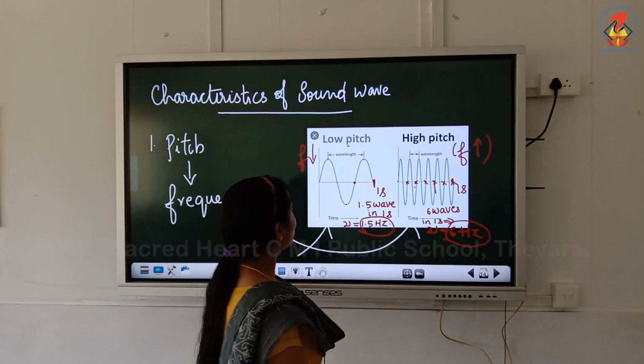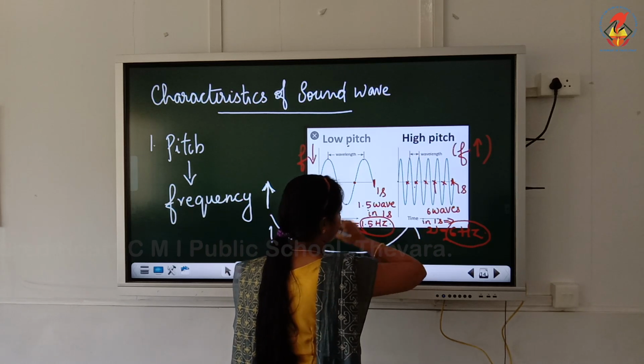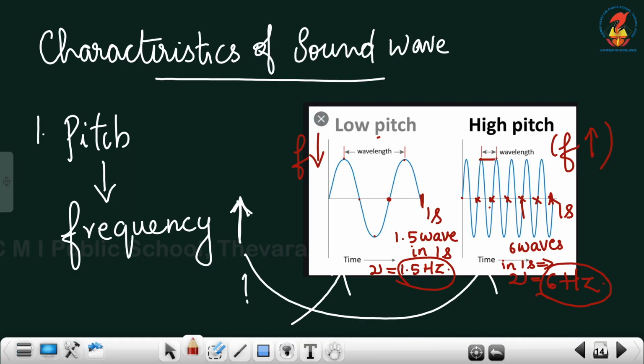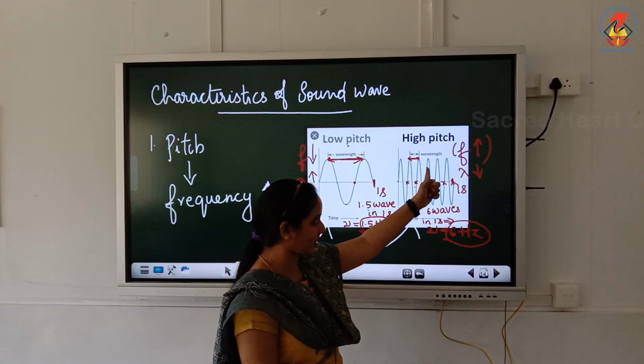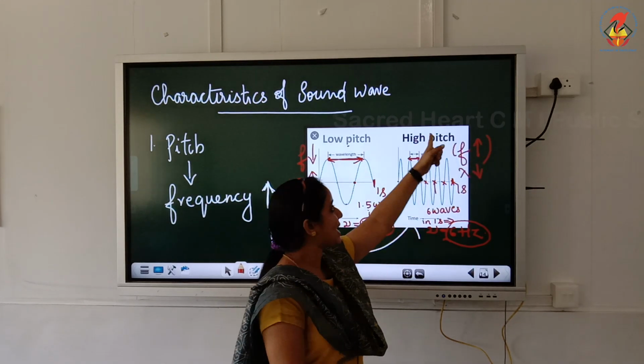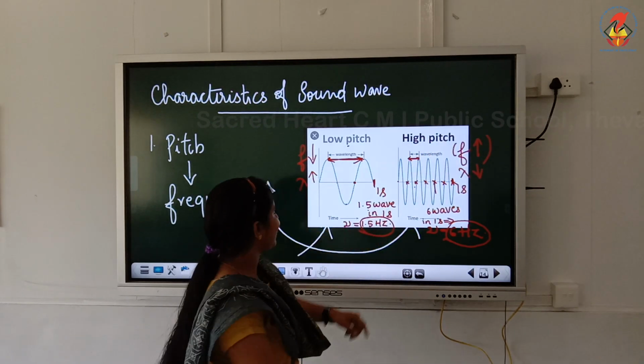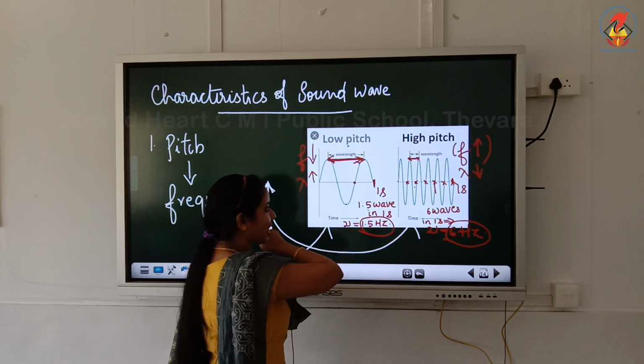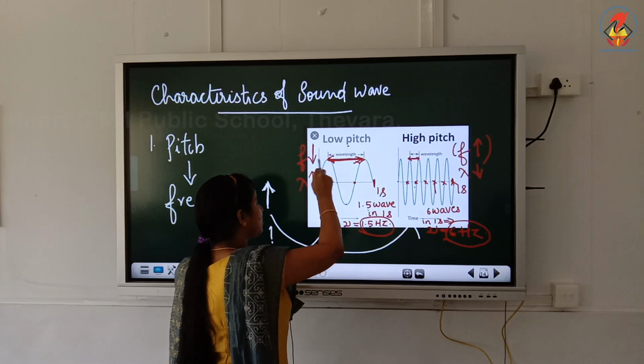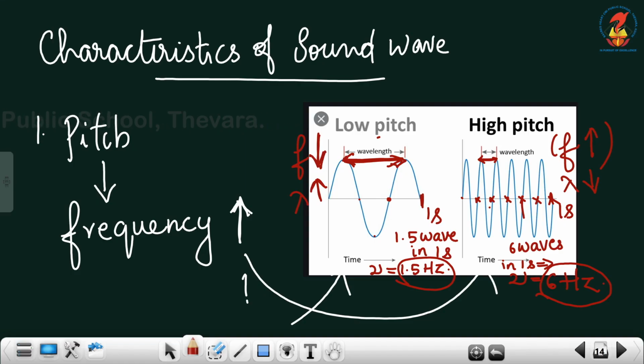Now, we know that the distance between two crests is called the wavelength. So this is the wavelength of the high pitch voice and this is the wavelength of the low pitch voice. In the low pitch voice, wavelength is more, while in the high pitch voice, wavelength is less, that is, shorter wavelength. If wavelength is shorter, frequency will be high and such sound is called high pitch. And if wavelength is longer, it will have low frequency, so the sound will be a low pitch sound.